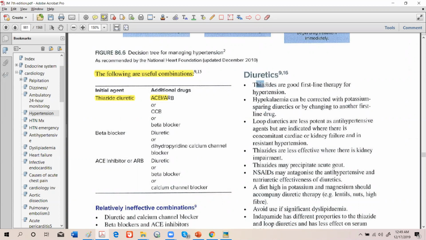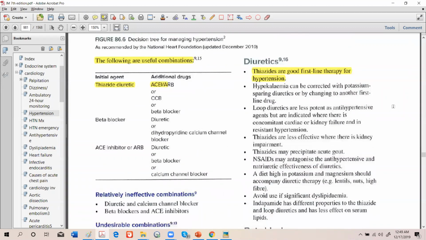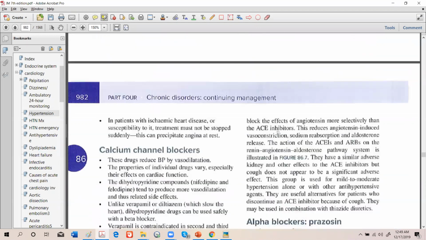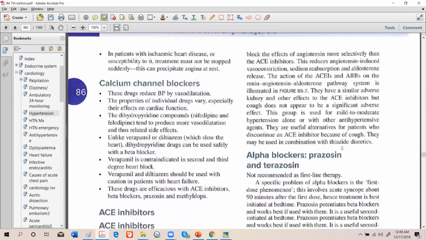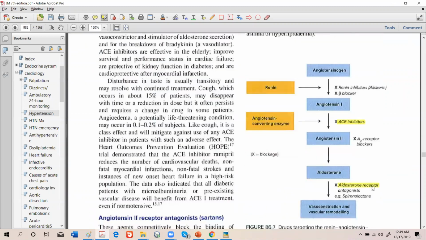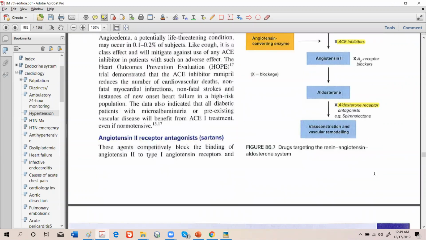Now we have a nice line: thiazide is good first line therapy for hypertension. Yes, but better to say when more than 55. Below 55, better we think with ACE inhibitor and also other comorbid factors. Now with these particular things, maybe you can read a little bit yourself, the renin-angiotensin receptor system, where ACE inhibitor is working, where ARB is working. You can read it once.